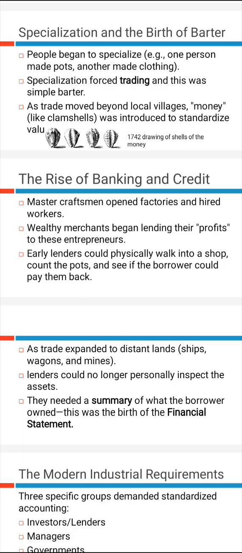It means that here the banking and credit system originates. For example, if an individual is in need of money, then that individual will request another person whose financial position is good.